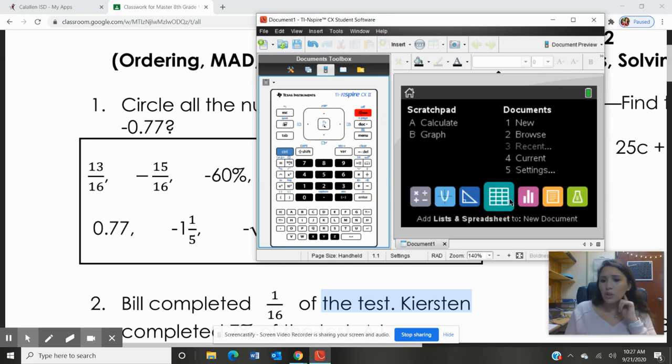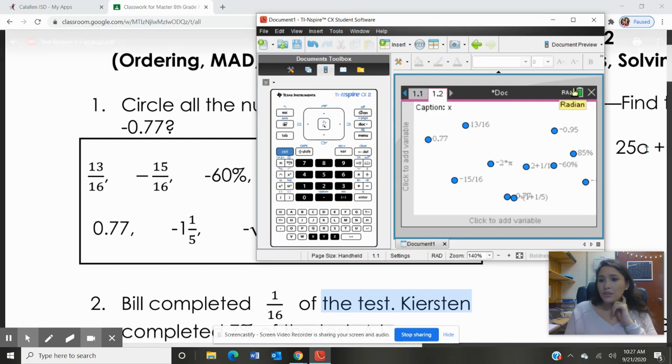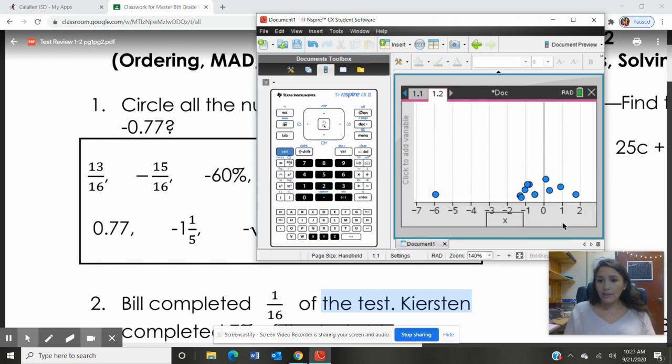Then I'm going to press my on button and go over to this button right here. It's called Data & Statistics. As you can tell, all of my numbers are scattered everywhere, so I need to get them in order. I'm going to click right here where it says click to enter a variable on the bottom, and I'm going to enter in the variable x. What it does is rearrange all of my numbers for me.